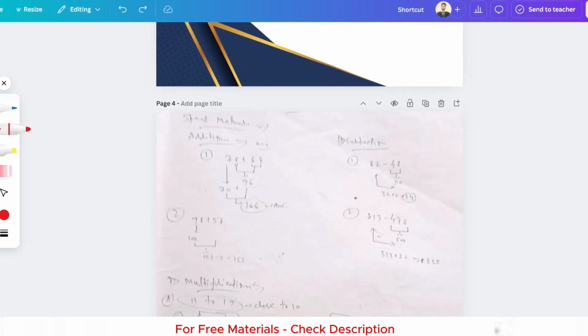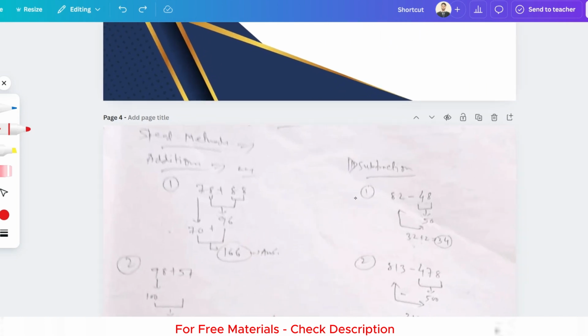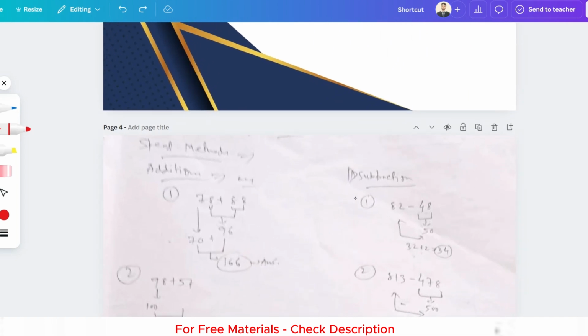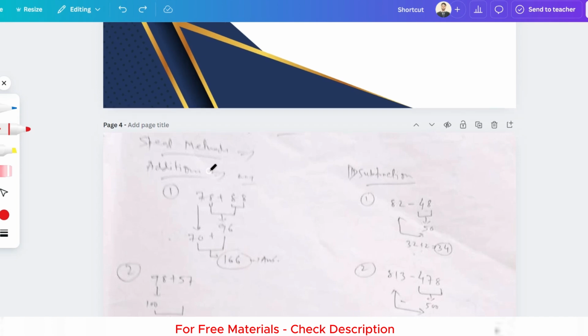Actually, I took all these notes while I was sitting for placement. I took the notes at that time, so I'm just referring to those notes. So, how to calculate everything very quickly.